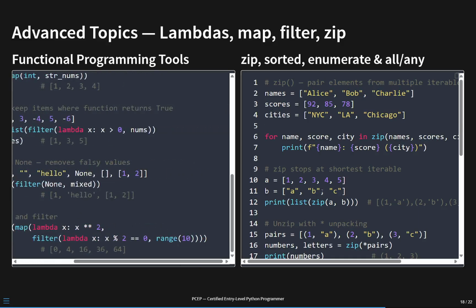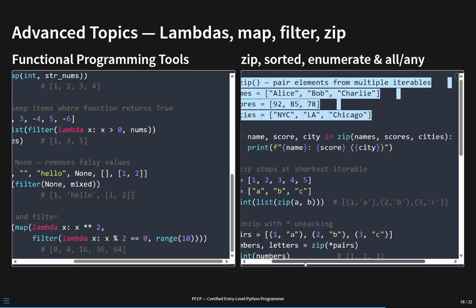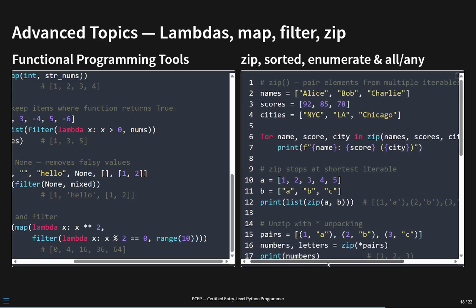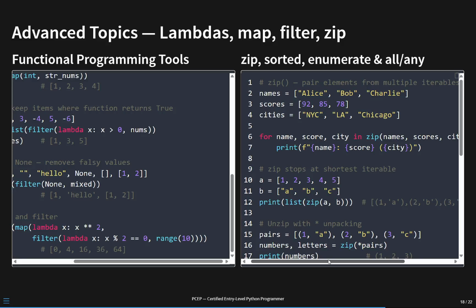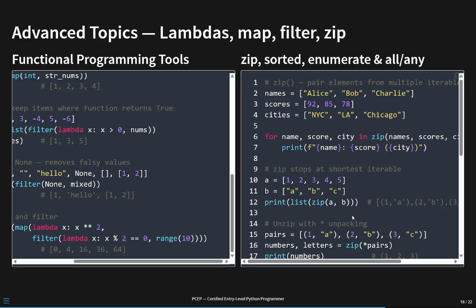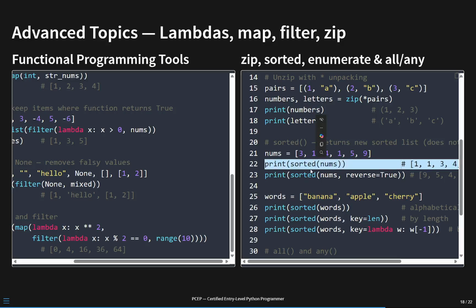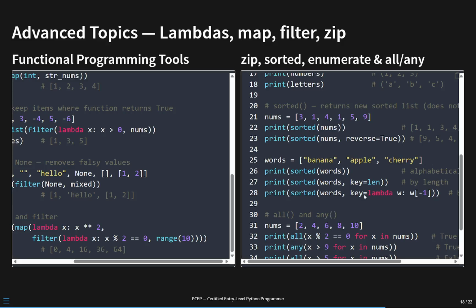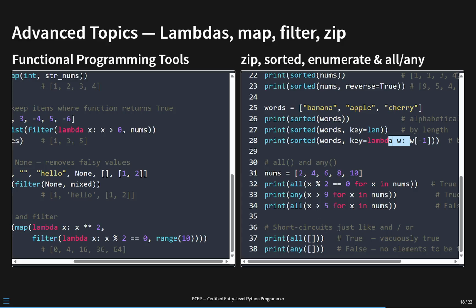Both approaches are valid. zip creates an iterator of tuples pairing elements, and stops at the shortest iterable. The unzip pattern: zip(*pairs) transposes a list of pairs. Pass the list of pairs with the star operator, and zip pairs up the first elements, then the second elements, effectively transposing rows and columns. sorted returns a new sorted list without modifying the original. It takes a key parameter, a function applied to each element before comparison. sorted(words, key=len) sorts by string length. sorted(words, key=lambda w: w[-1]) sorts by last character. reverse=True for descending order.